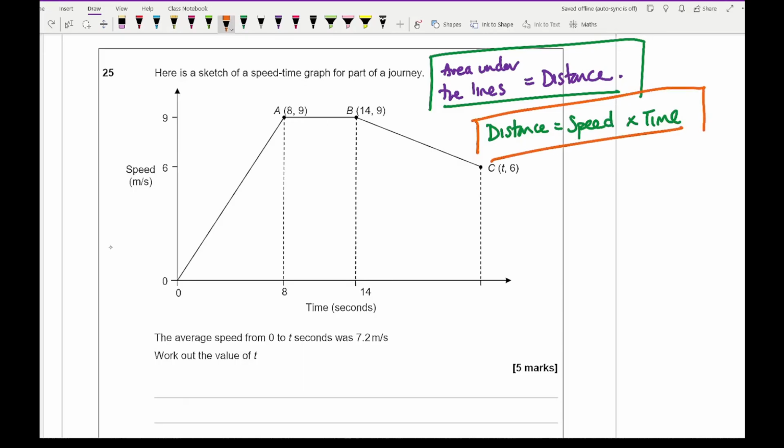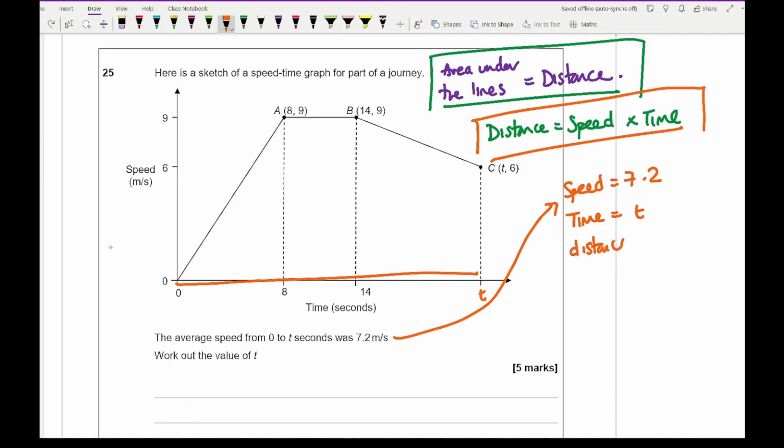Now using this information here, we can see that if the speed equals 7.2, the total time is going to be from 0 to t, so time is going to be t. So that means that distance equals 7.2t. And I'm just going to highlight that. So the next thing for me to do is now work out the area under this line.